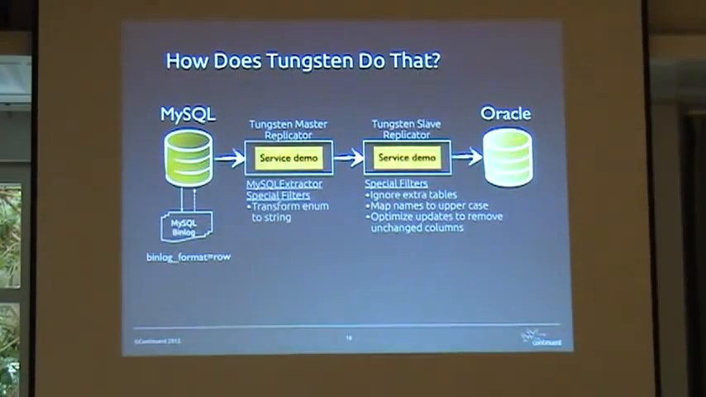And then there's a filter which optimizes updates to remove unchanged columns. You see, in MySQL, if you do an update on a table which has 30 columns and only one column changed, in the binary log you still get all the 30 columns. So it's not efficient to apply that on Oracle. So before applying, we check which columns really changed and leave only that one column that has changed. Of course, for this to work, you need to have primary keys on the Oracle side. But having primary keys is usually always the recommendation for heterogeneous replication, and not only.